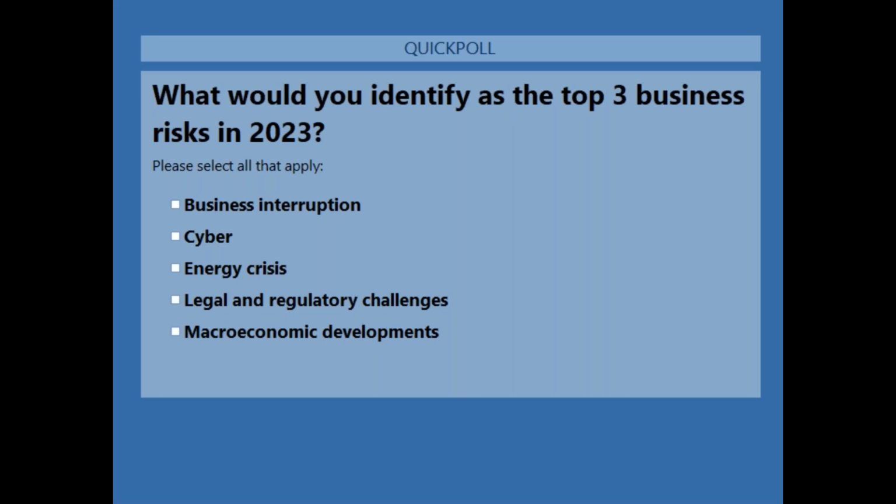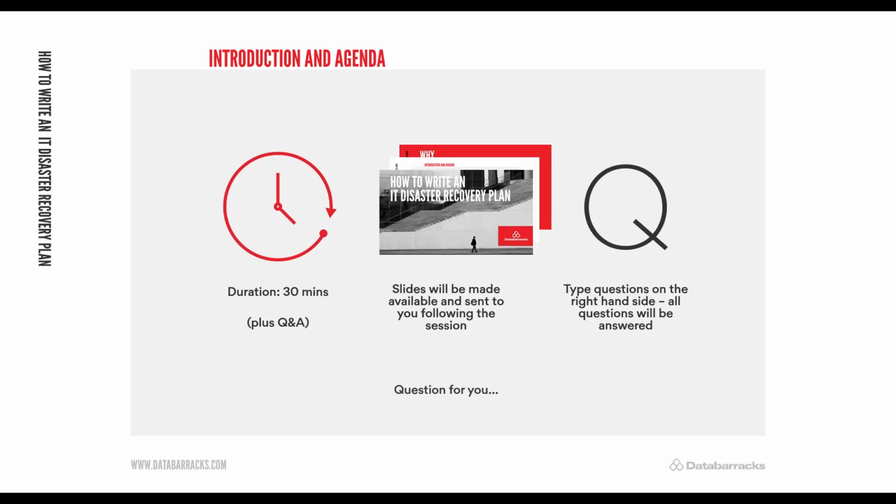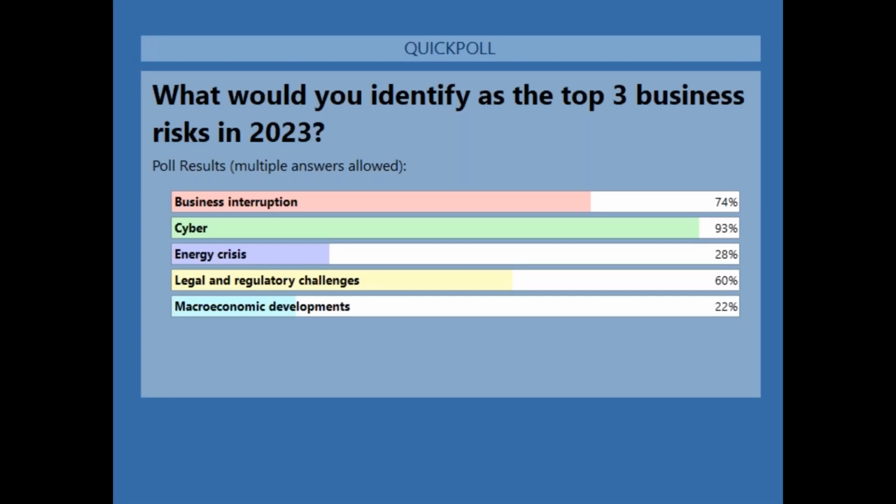It's obviously a very tricky risk landscape at the moment, and IT disaster recovery is front and center of a lot of that in most organizations, both in this country and across Europe and the West as well. How are we doing, James? Yeah, let me close this off and I'll see if I can share the answers there. So this was the response. There we go. What have we got first? Cyber, followed by business interruption, followed by legal and regulatory challenges.